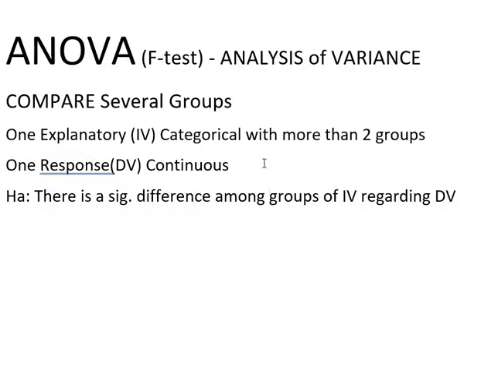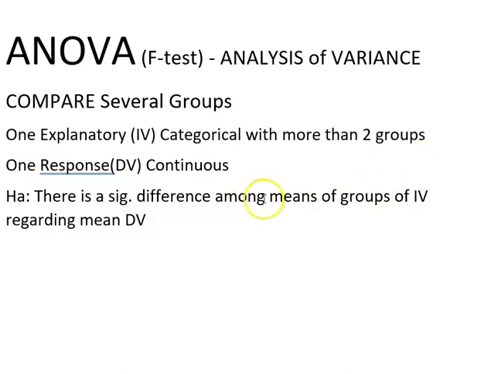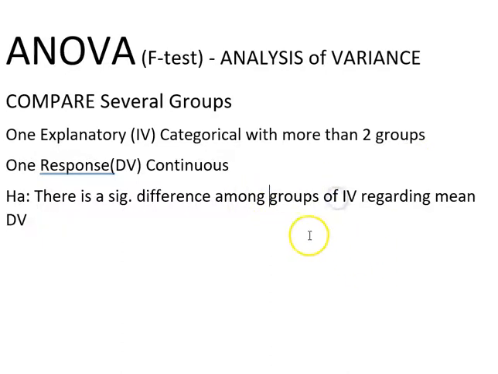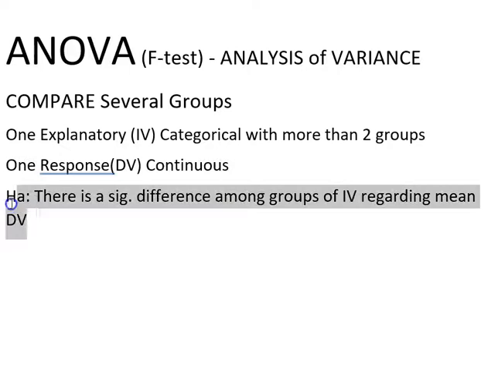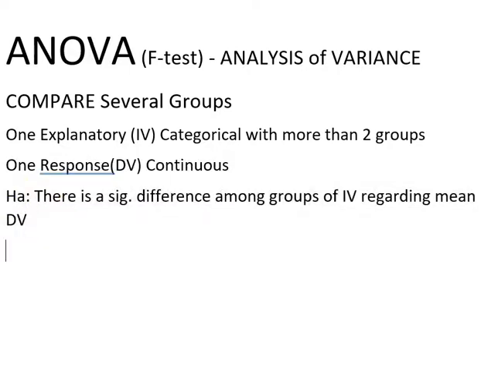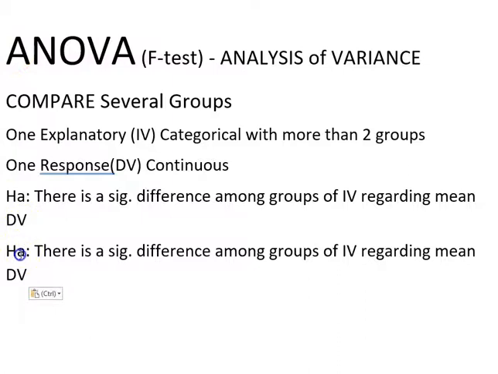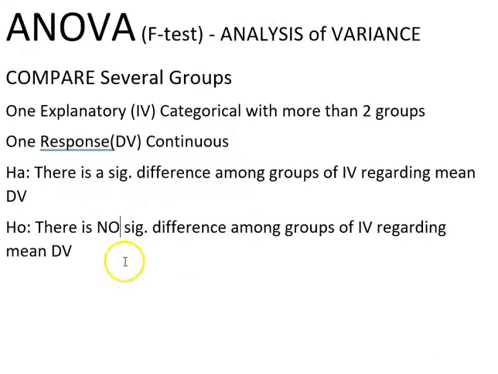So groups of IV, the difference among, it's actually means, or averages, of groups of IVs regarding DV, or regarding the mean or average of DV. Maybe we can say groups of IVs regarding the mean of DV, right? So what is H0? H0 is the same, just in a negative form. H0 is there's no significant difference, right?